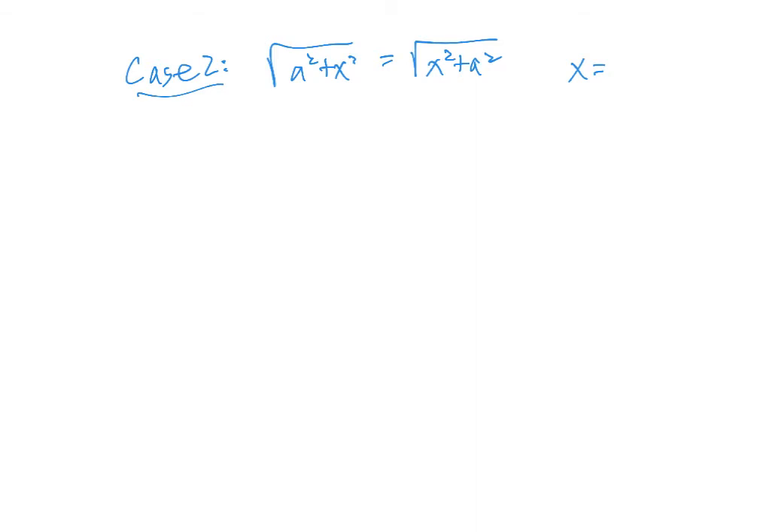So in this case, we're going to replace x with a tangent theta. And the dx then is a secant squared. Take the derivative. And that will make the radical, thanks to the Pythagorean identity, a secant theta.